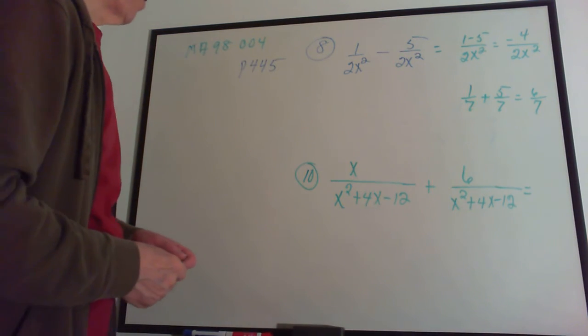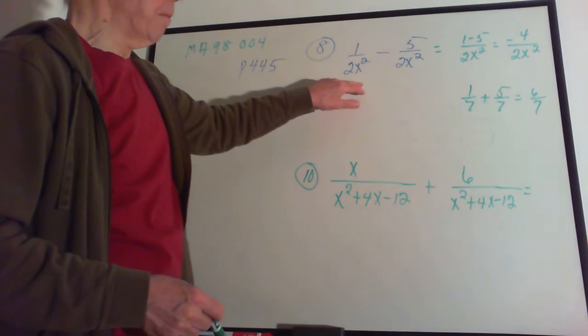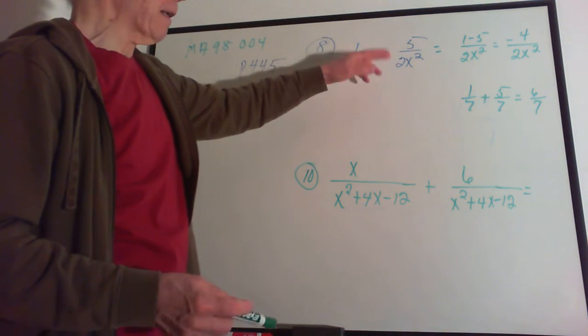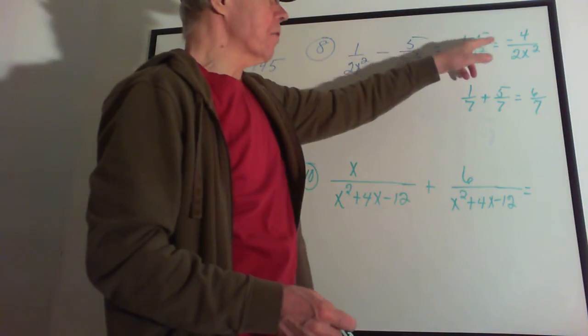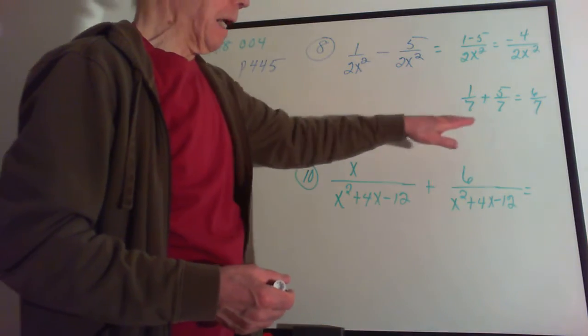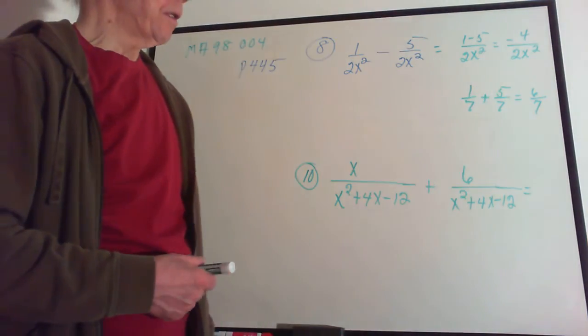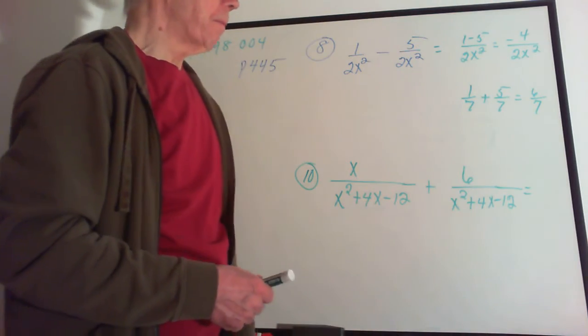All right, page 445, number 8. Denominators are the same, so we just subtract the numerators. So it's 1 minus 5 gives you negative 4 over 2x squared. Same as in arithmetic, denominators are the same, combine the numerators. In this problem, we're adding them.